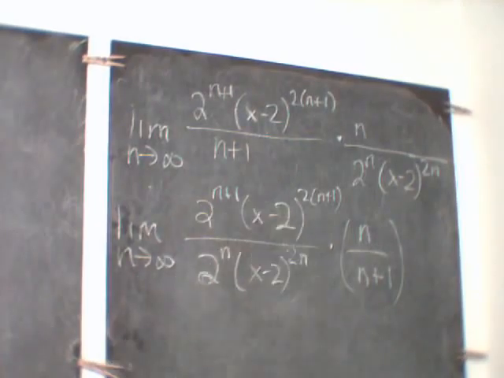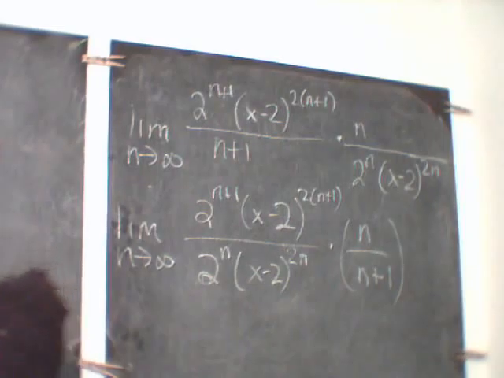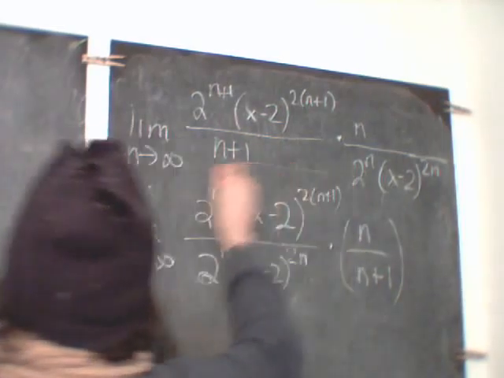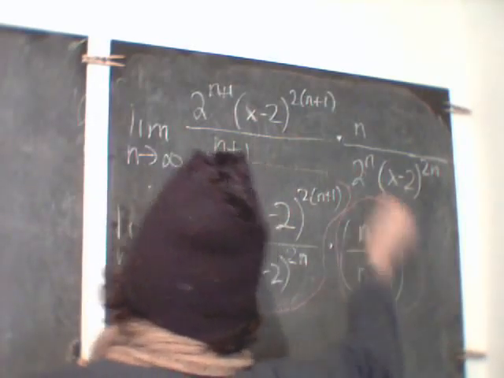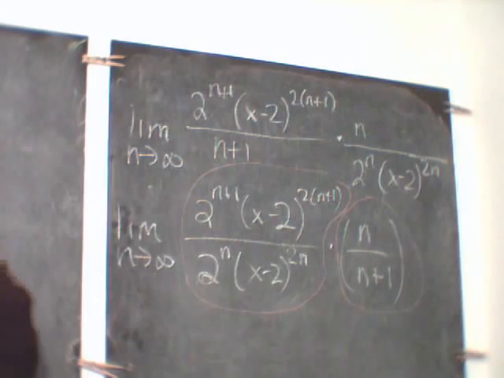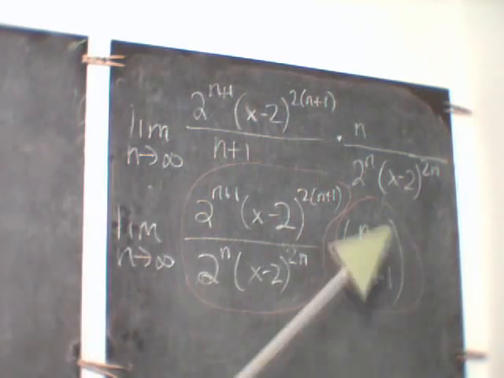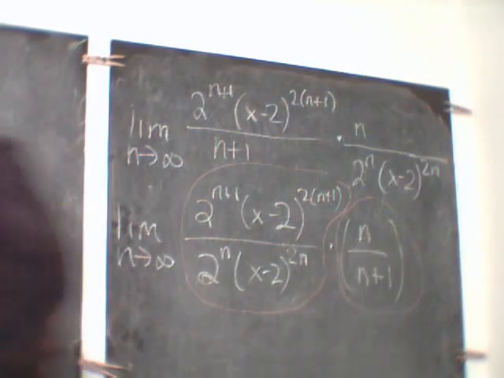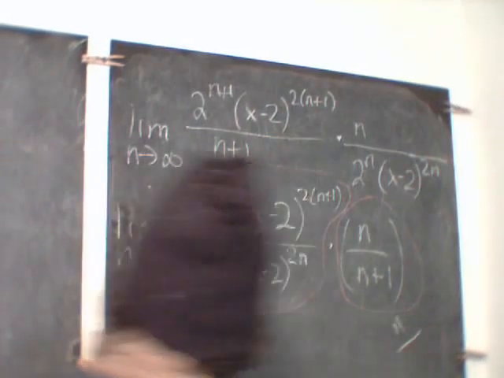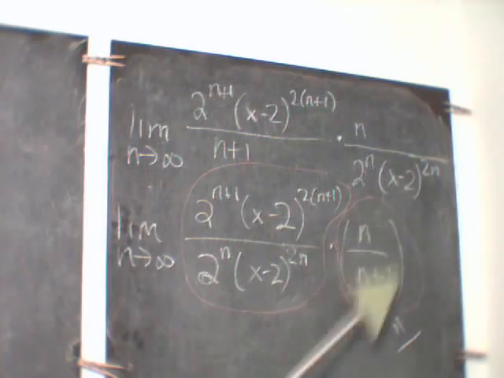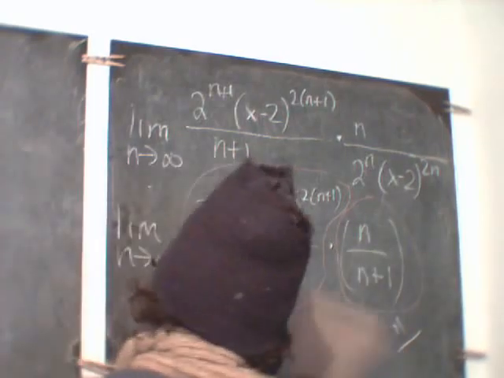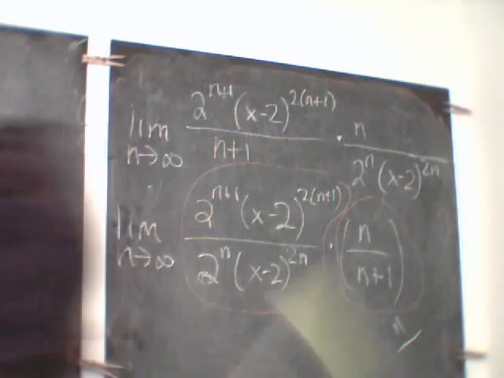But anyway, once we get here, we can break it up into two separate limits. This part right here is one thing, and this part right here is another thing. And my claim is that part is just 1 right there. n over n plus 1 goes to 1 as n goes to infinity. So all we really have to worry about is this thing right here.